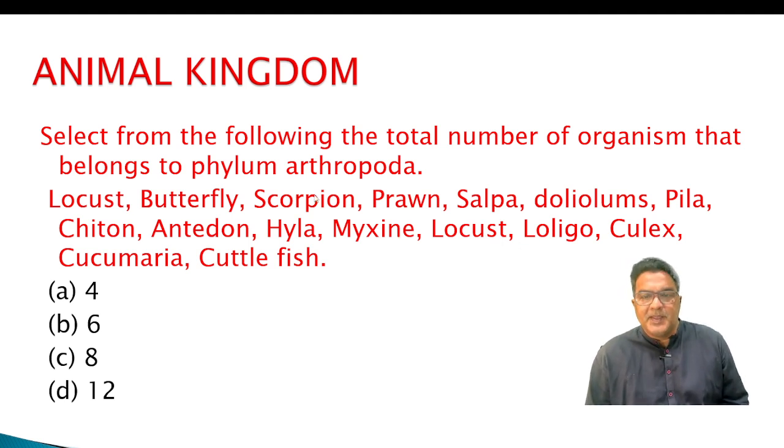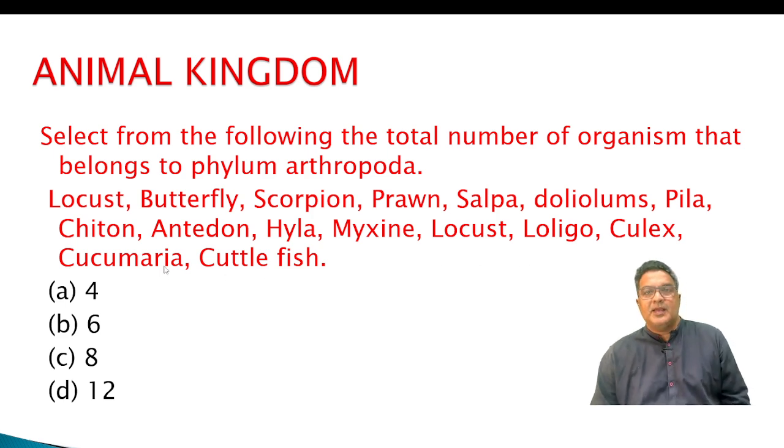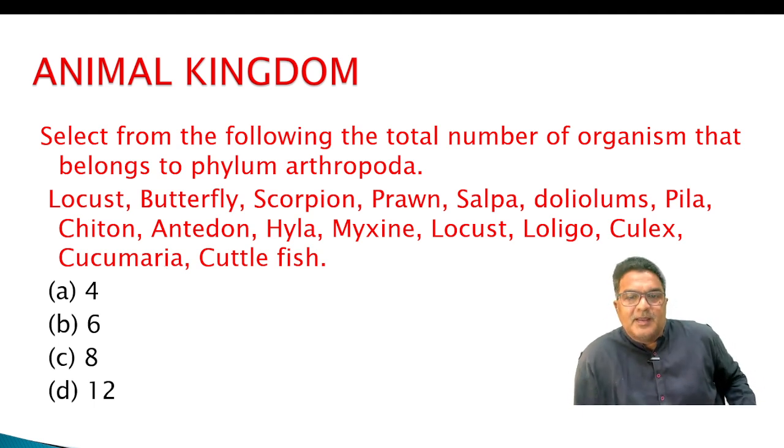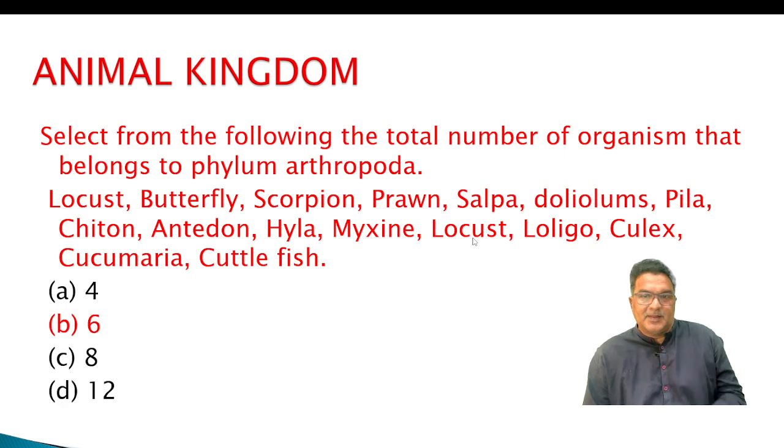Locust, gregarious pest, again it came. Loligo, squid, Mollusca. Culex, mosquito, Arthropoda. Cucumaria, sea cucumber, phylum Echinodermata. Cuttlefish, Mollusca. So 6 it will come, let me check: 1, 2, 3, 4, 5. Culex, and Locust we should not consider because it already came. Even though we don't have number 7, only 6 is given. Locust came double time.